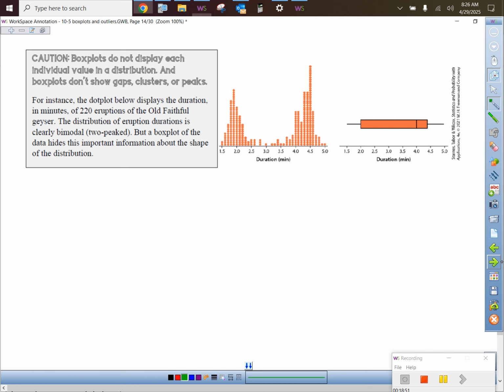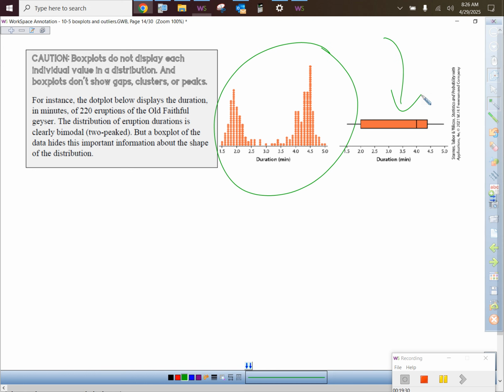How would you describe that? Say bimodal. Yeah, it either erupts for basically 2 minutes, or it erupts for a little over 4 minutes. Are you with me on that? Isn't that kind of what the data in the dot plot is showing? Ain't no way you could see that in a box and whisker plot. The visual representation of a box and whisker plot hides a lot of juicy information about it.